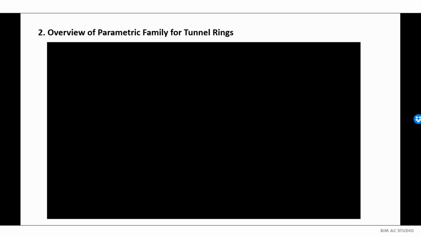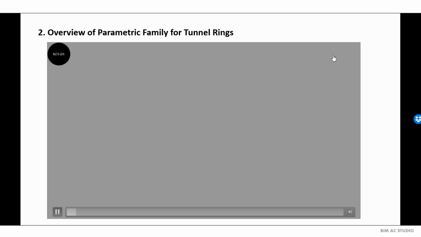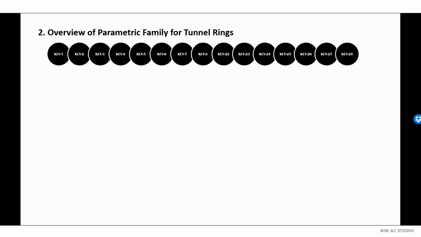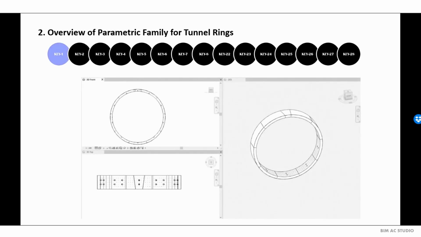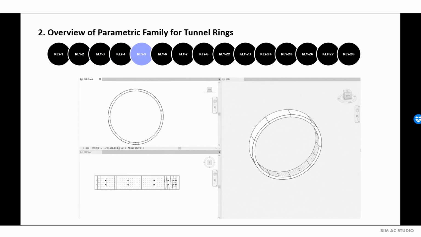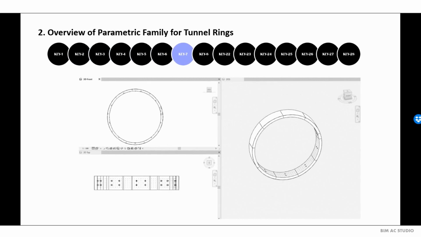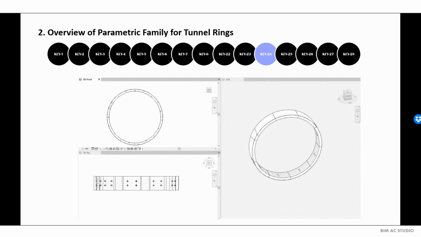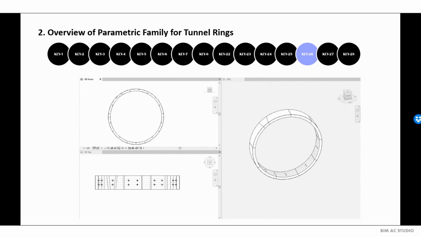Now, the overview of parametric family for tender rings. I will play a video that shows the parametric family of tender rings, from key 1 to key 8, then key number 22 to key number 28. We need to create a parametric family based on the design confirmed drawing.